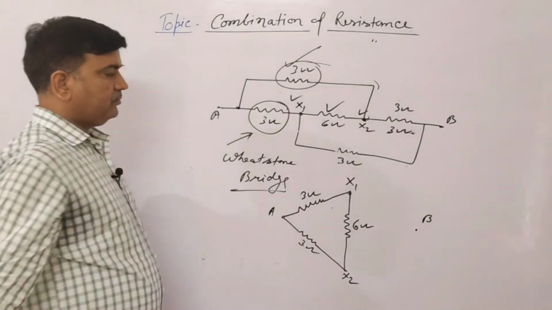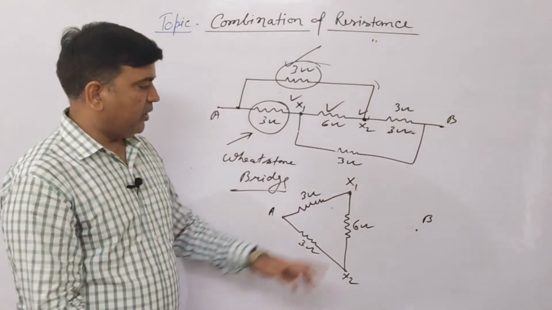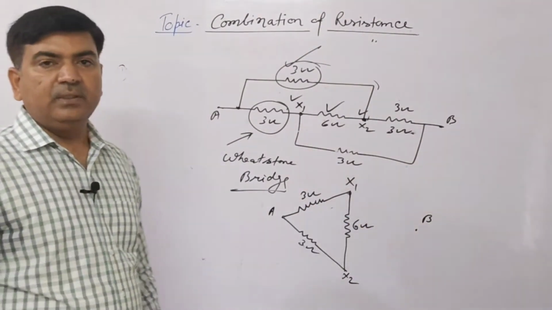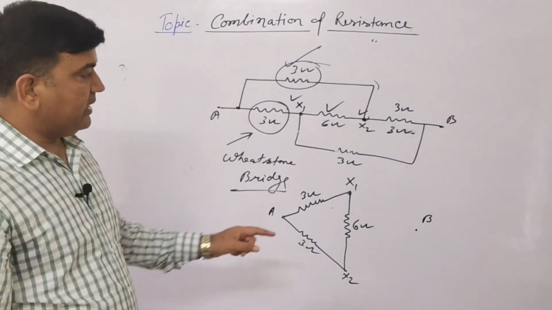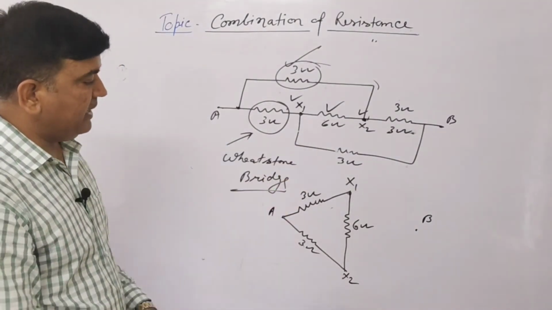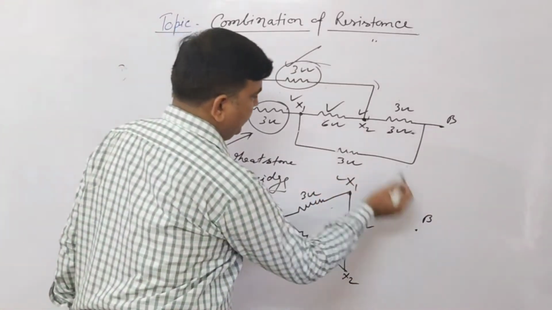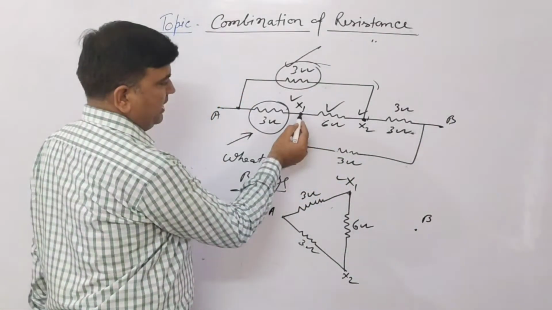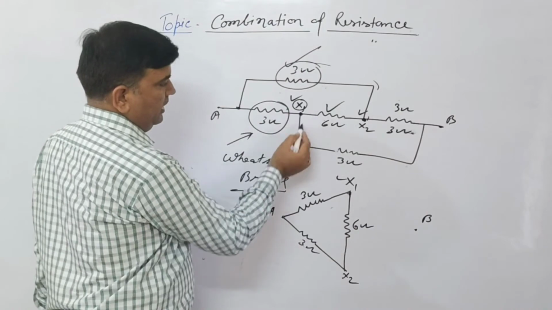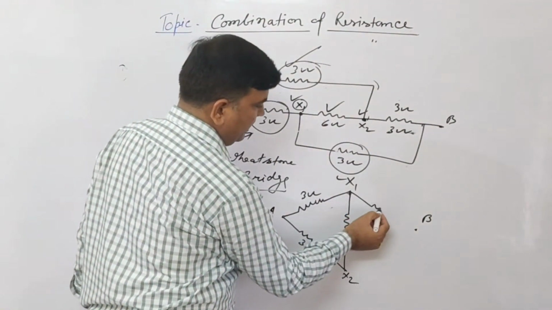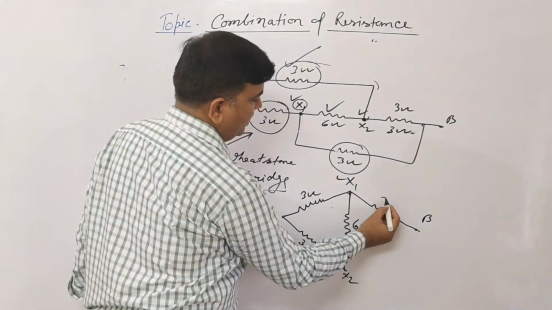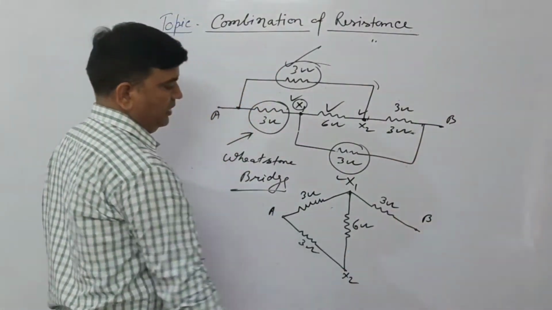3 ohm. And now see here the point X1 and B. Which resistance is directly connected in the above circuit diagram between X1 and B? You see, it is the point X1 and it is the point B. So this resistance 3 ohm is joined directly between the points X1 and B.